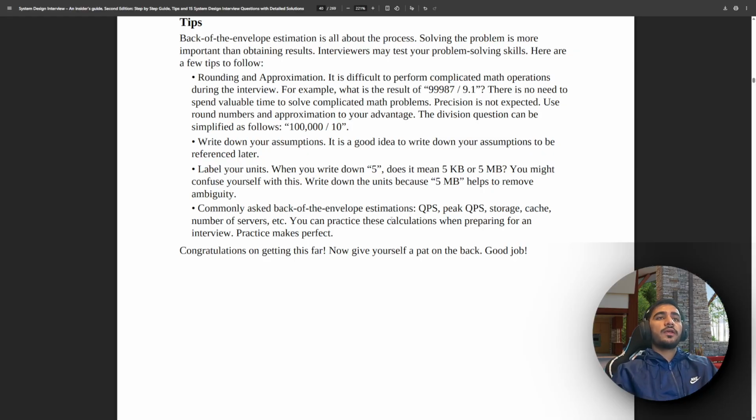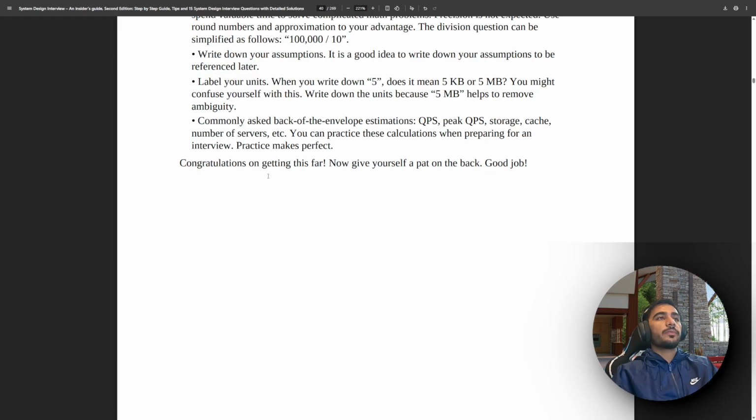Commonly asked back of the envelope estimations: queries per second, peak queries per second, storage, cache, number of servers, etc. You can practice these calculations when preparing for an interview. Now, again, practice makes perfect.